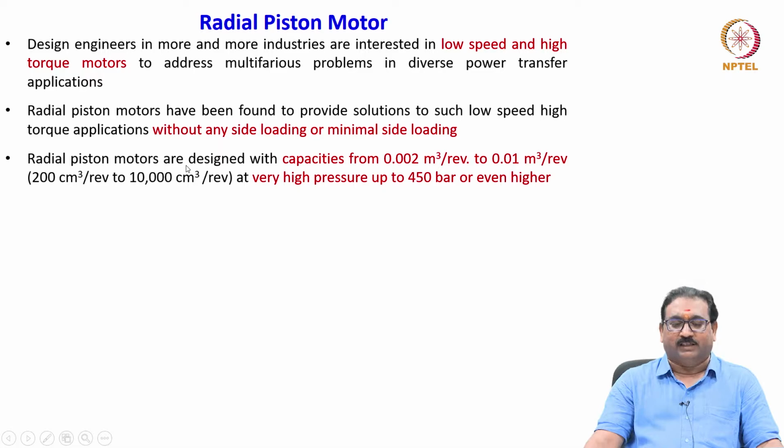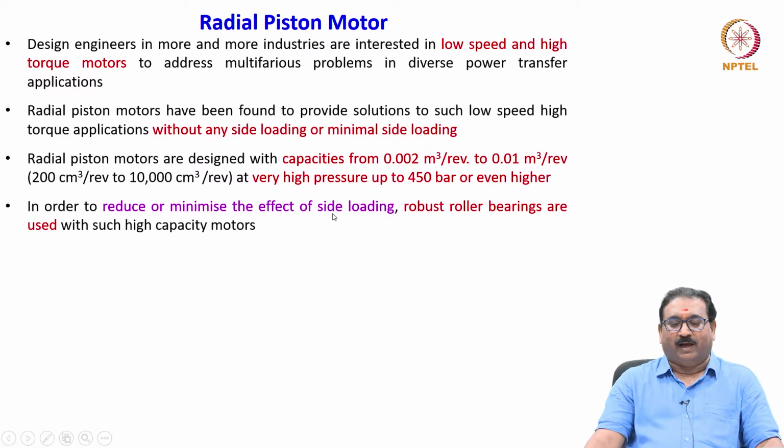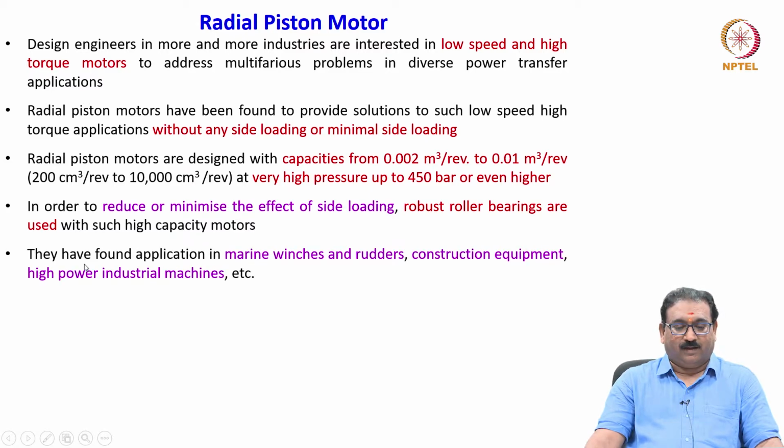Radial piston motors are designed with capacities from 0.002 cubic meter per revolution to 0.1 cubic meter per revolution at very high pressures up to 450 bar or even higher. In order to minimize the effect of side loading, robust roller bearings are used with such high capacity motors. They have found applications in marine winches and rudders, construction equipment, high power industrial machines and many more.